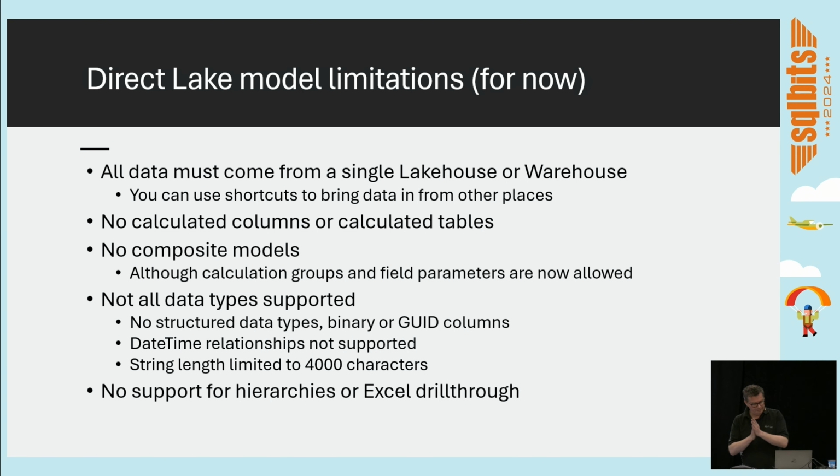Let's go back down to earth and talk about some limitations. Some limitations are going to be temporary, and some probably stay forever. First of all, if you're building a direct lake semantic model, all of the data you need needs to come from a single lake house or a single warehouse. You can't have a direct lake semantic model that gets data from multiple lake houses. But just to be clear, if you're just pointing at a single lake house, as I've just shown, you can create shortcuts to bring in references to tables in other lake houses. So I don't think this is that much of a restriction, but it is something to think about.